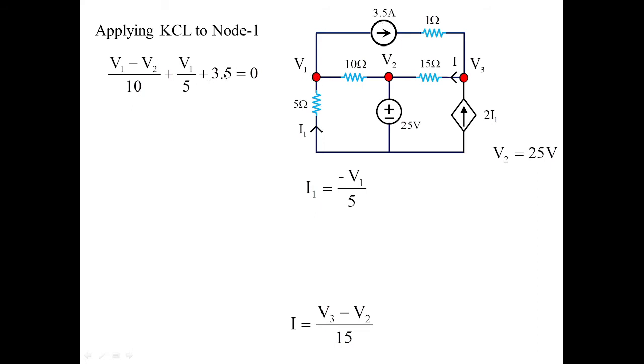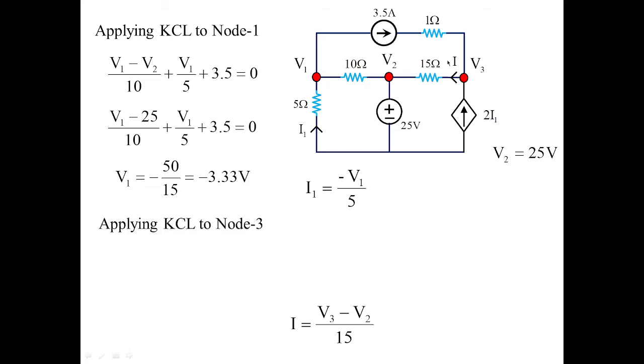So that is why it is positive 3.5 amperes, which is equal to 0. This will give you the value V1 equal to minus 3.33 volts. Here we have substituted the value of V2, and that's why we got the value of V1 to be minus 3.33 volts. Once we obtain the value of V1, we'll apply KCL to node 3.